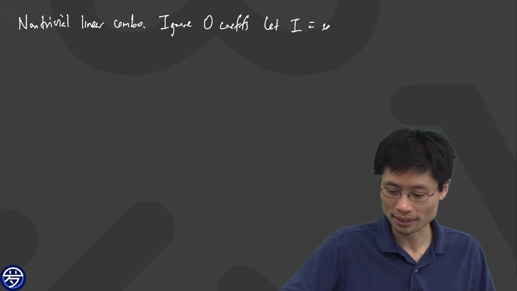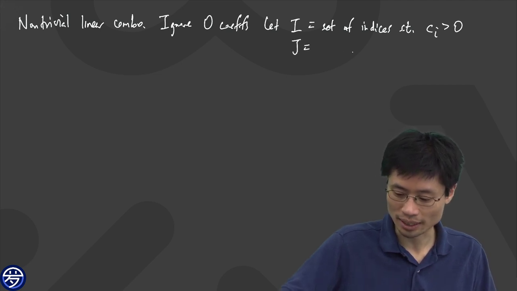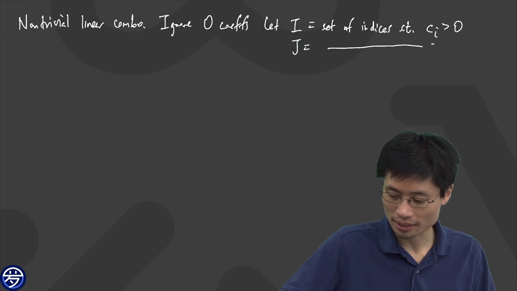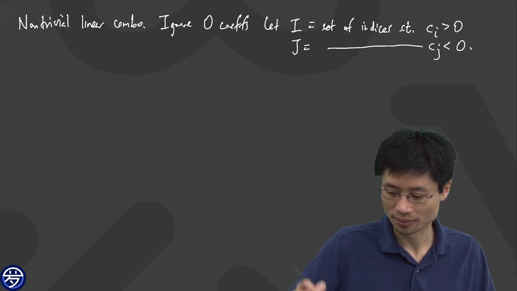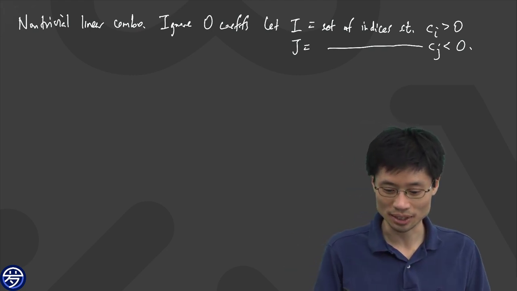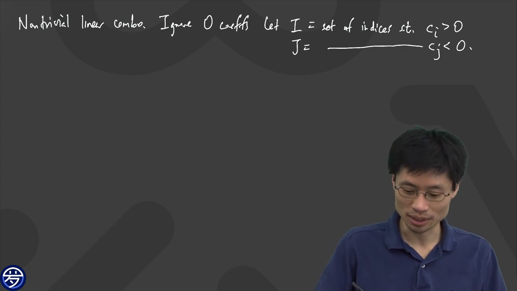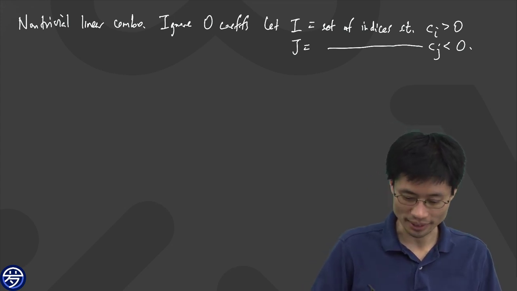Let I be the set of indices such that c_i is strictly bigger than 0, and let J be the set of indices such that c_j is less than 0. So I've got these two different kinds of indices as I'm adding up my linear combination, and let's split them into two sides. If I split them into two sides, now I get something that looks like this.